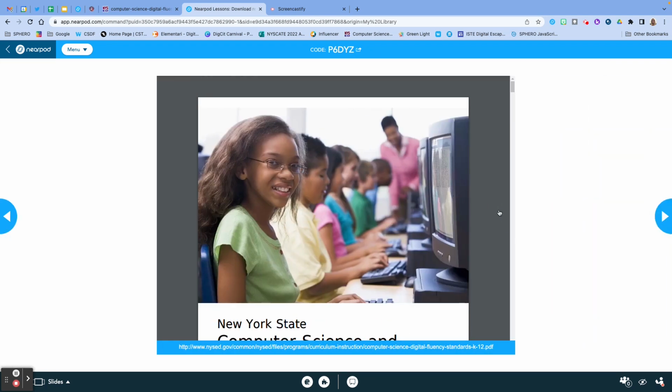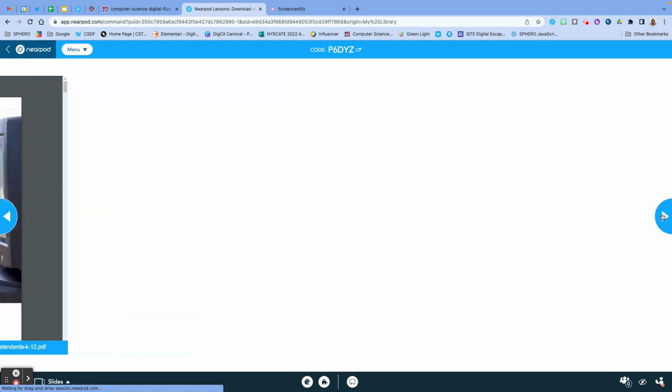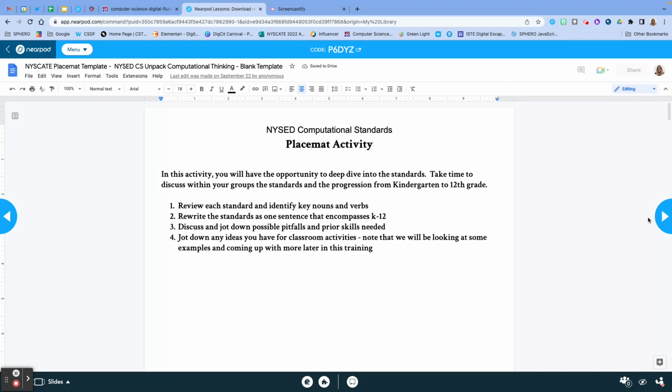Before we get to that first standard, here's a copy of that PDF, and then your first standard is going to be located in this course. You will also have this placemat activity where you can review some of the key nouns and verbs. This is for you to use. You don't have to do it if you don't want to, but it is available for you within this course.